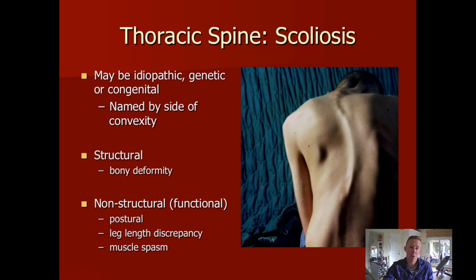Then non-structural or functional scoliotic curves can be associated with postural issues, maybe habitual postural positions, or muscle spasm. You can imagine if you had a muscle spasm, say on this lower left lumbar scoliosis, maybe a muscle over here like quadratus lumborum was spasming, maybe it would pull this side of the spine and create this concavity. You could have an issue like that. A leg length discrepancy, if one person has one leg that's much longer or shorter than the other, could affect the curve of their spine and create a functional scoliosis.